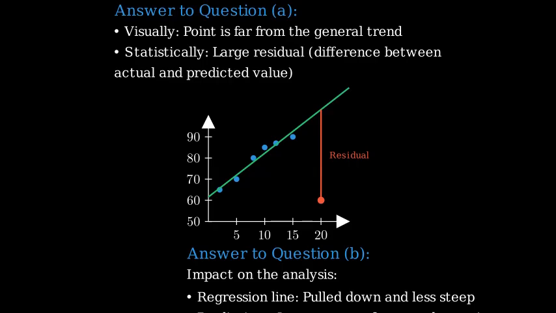Third, what is the purpose of the analysis? If we're trying to understand the typical relationship, removing an unusual case might be justified. The key insight is that we need to make a reasoned decision, not just apply a formula.